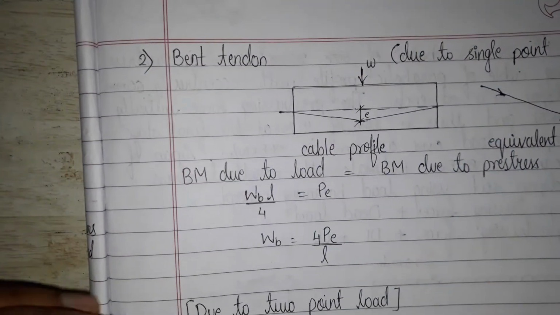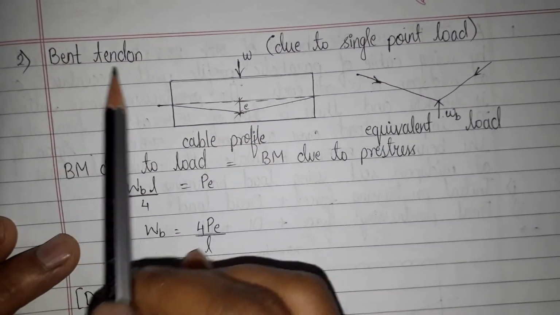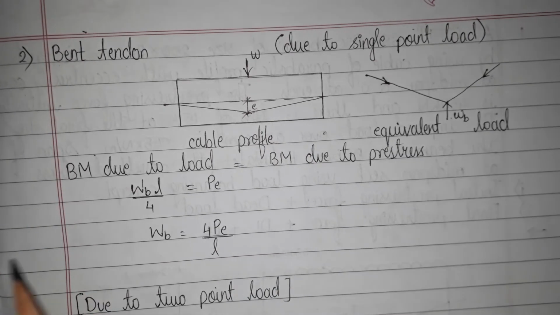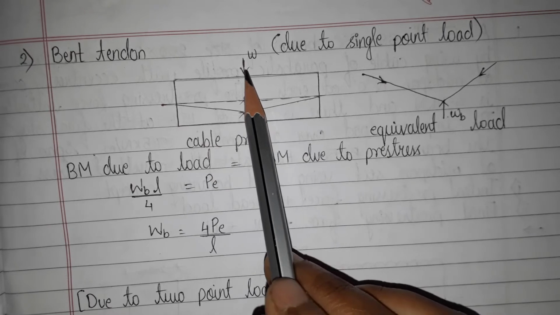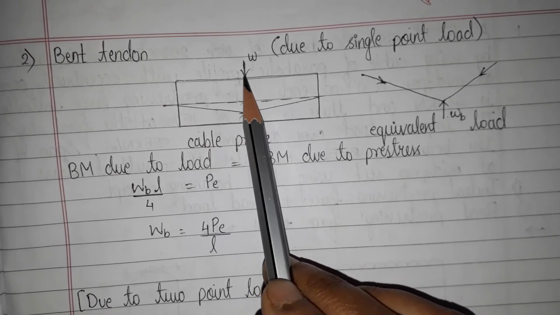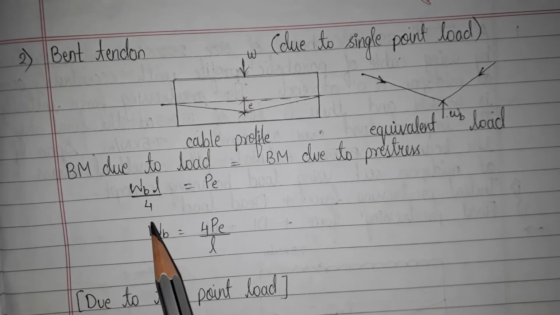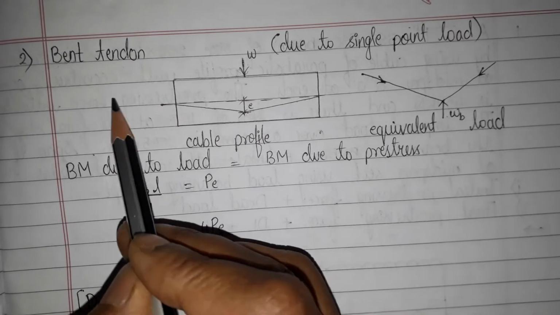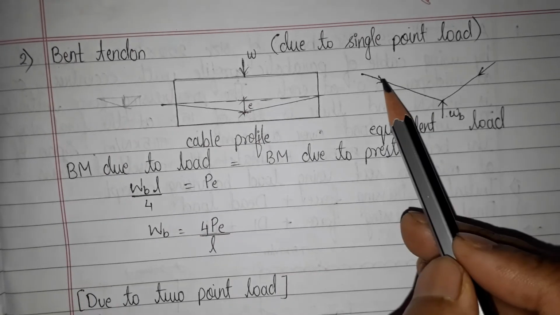Next we can see here the bent tendon, when the tendon is bent or sloped. This will happen when the beam is subjected to a concentrated load at midspan. You can draw the bending moment diagram here like this, so we have to provide the cable profile like this.